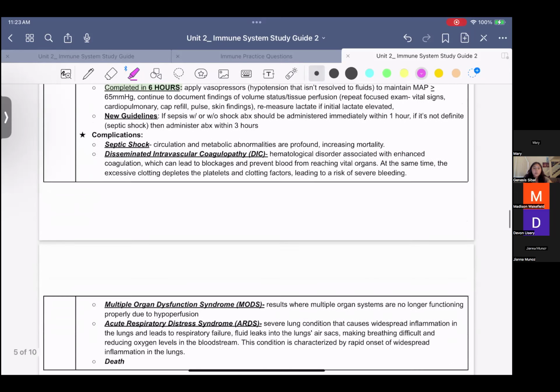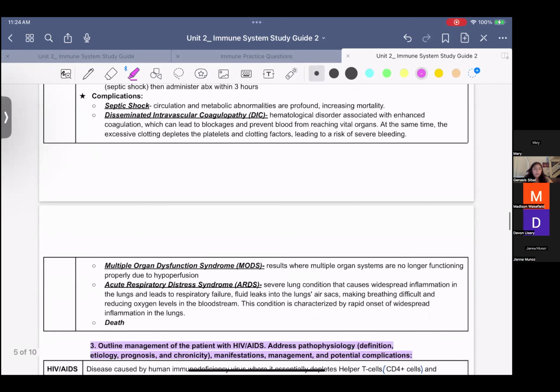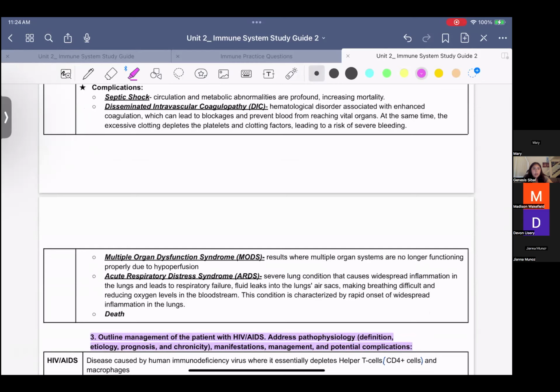And then some new guidelines: if it is sepsis, either way, antibiotics should be administered within the first hour. That's still something we need to do. And if sepsis is not definite, then we definitely do need to administer antibiotics within 3 hours. So just know you need to administer antibiotics, and specifically to begin with, broad spectrum antibiotics. With septic shock and DIC, MODS, and ARDS, I won't be going into this in depth. I feel like I am, but I don't think she'll ask you about this because you literally haven't learned this yet.